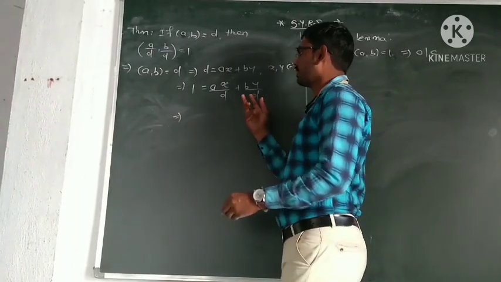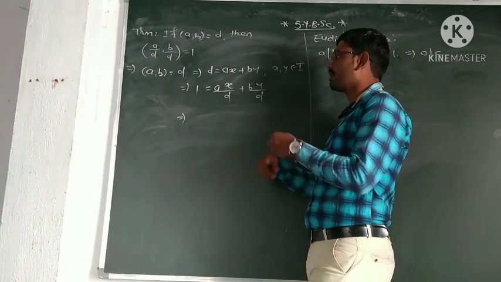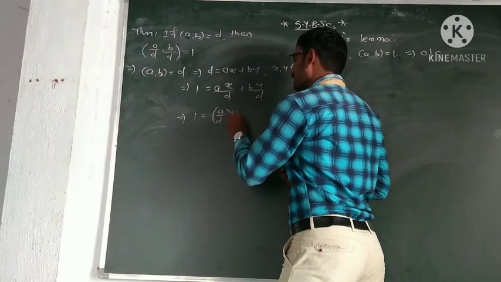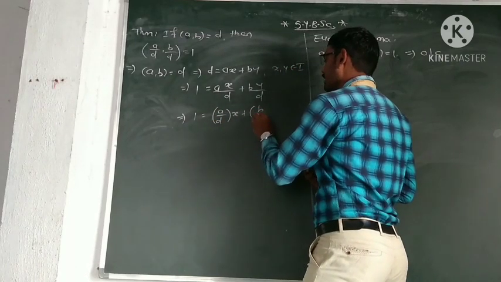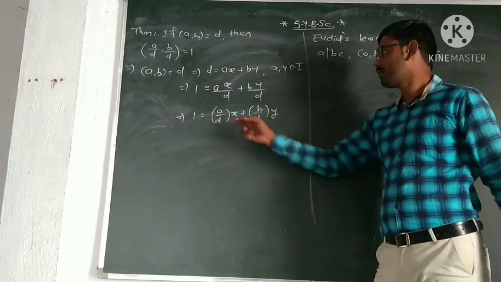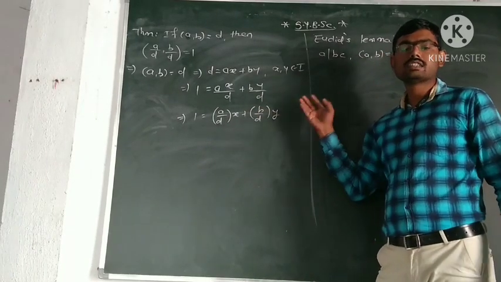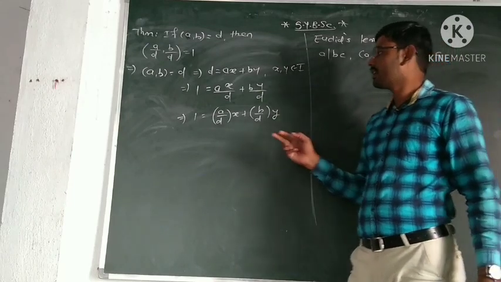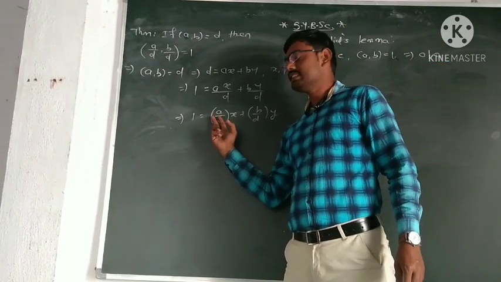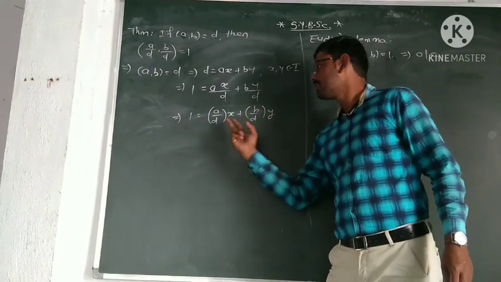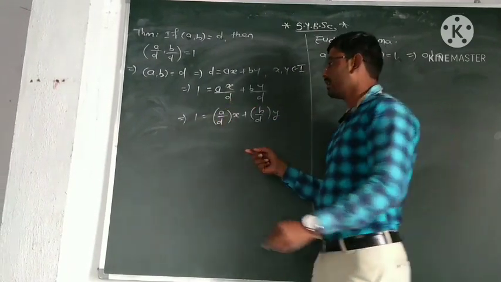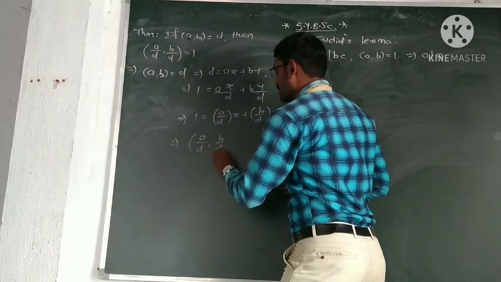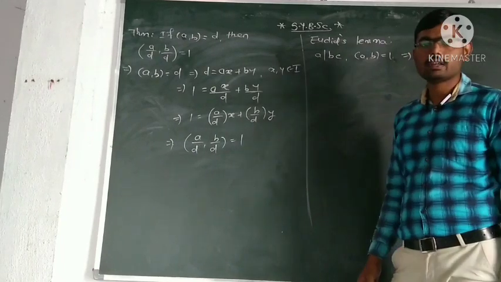So we can write this in one standard manner: 1 is equal to a by D into x plus b by D into y, where x and y are integers. But you have just seen the theorem: if there are integers x and y such that 1 is equal to some integer into x plus some integer into y, the GCD of these two integers is equal to 1. So by the last theorem, GCD of a by D and b by D is equal to 1.